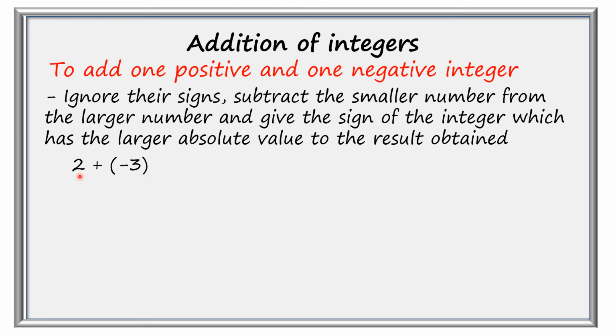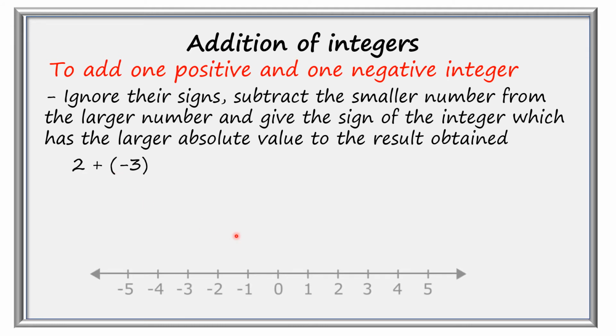So here it is 2 plus minus 3. Here just observe, 2 is a positive integer and minus 3 is a negative integer, and we need to add them. Let us learn on the number line. Here is a number line. At first 2. How will we represent 2? 0 to 2 from the right side like this.